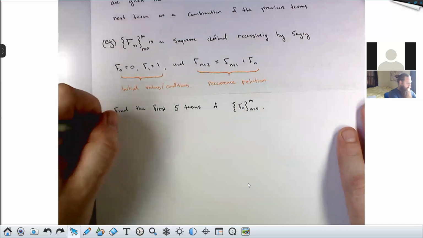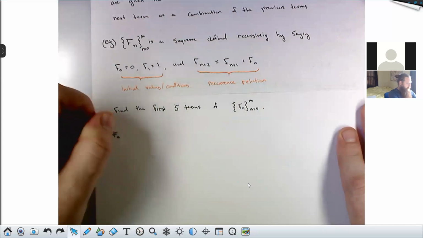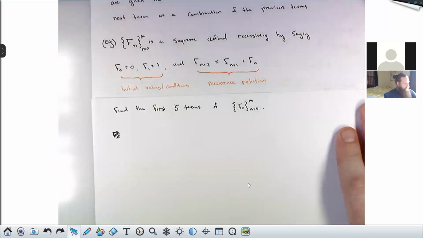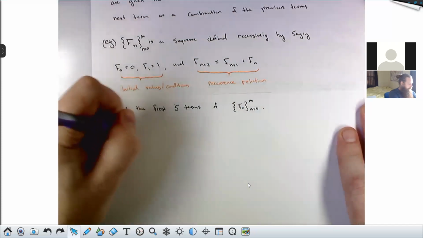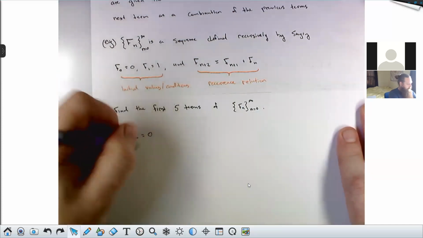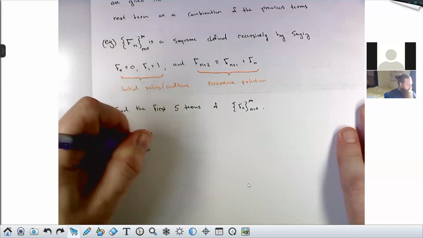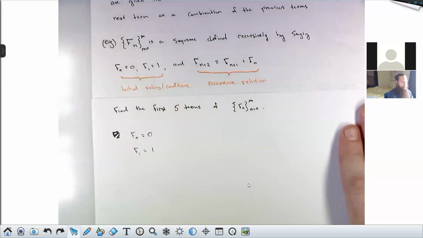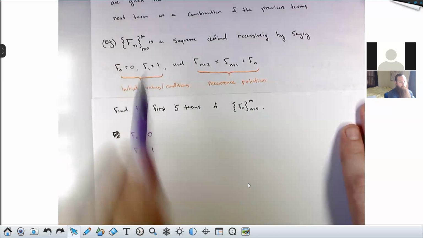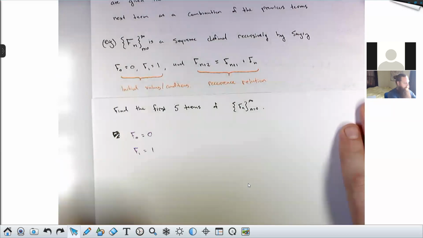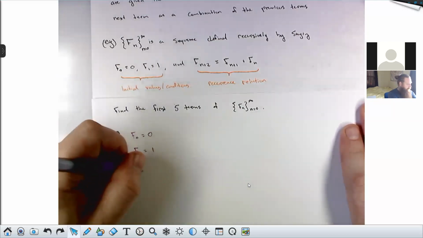I was told that F0 is 0, and I was told that F1 is 1. Those are my initial values. How would I find F2?